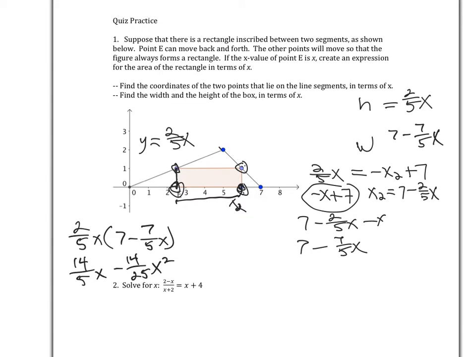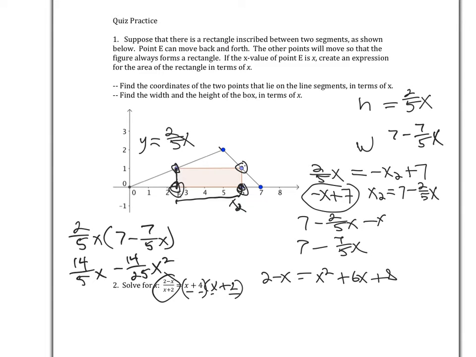Okay, let's look at the next problem. We want to solve for x here. So again, fraction, we want to clear it, so we're going to multiply both sides by x plus 2. On the left side, we're going to get 2 minus x. On the right side, we're going to get the product of these two, which is x squared plus 4x plus 2x, which is 6x plus 8.